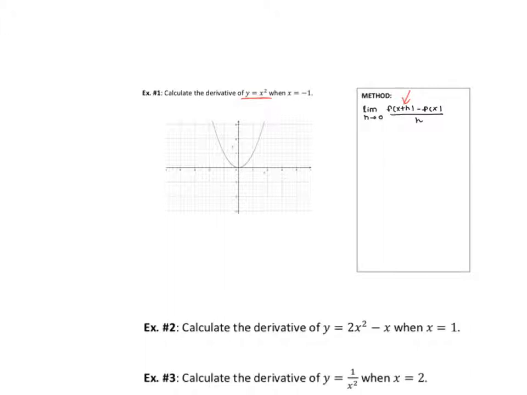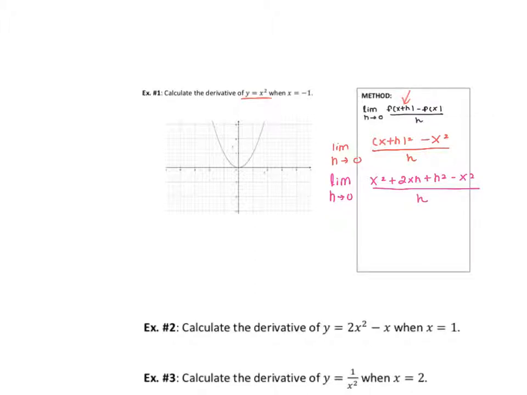So f of x plus h is x plus h squared. F of x is just x squared over h. And we can't forget that we're going to find the limit as h approaches 0. Okay. Now we're going to do some algebra and see what we come up with. So the limit as h approaches 0 of, well, that's x squared plus 2xh plus h squared minus x squared over h.